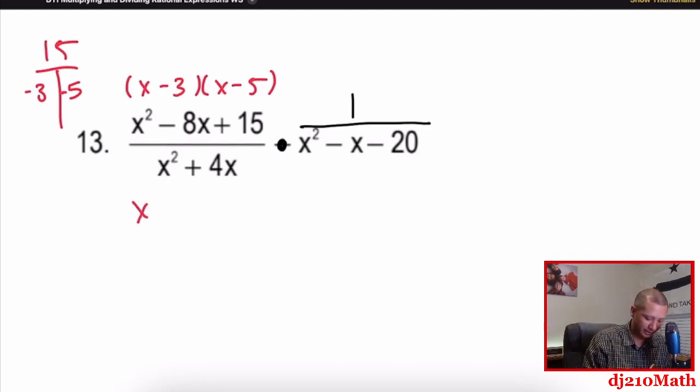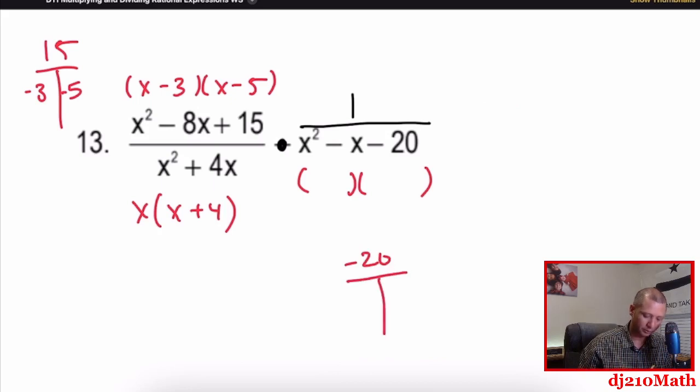Bottom left, I can take out an x plus 4. Top right is 1. It's all good there. Bottom right, okay, negative 20, and it adds up to negative 1. 4 and 5. So negative 20, negative 1. So the 5 is negative. So x plus 4, x minus 5. All right, everything's fully factored. Let's start canceling. X minus 5, x minus 5.